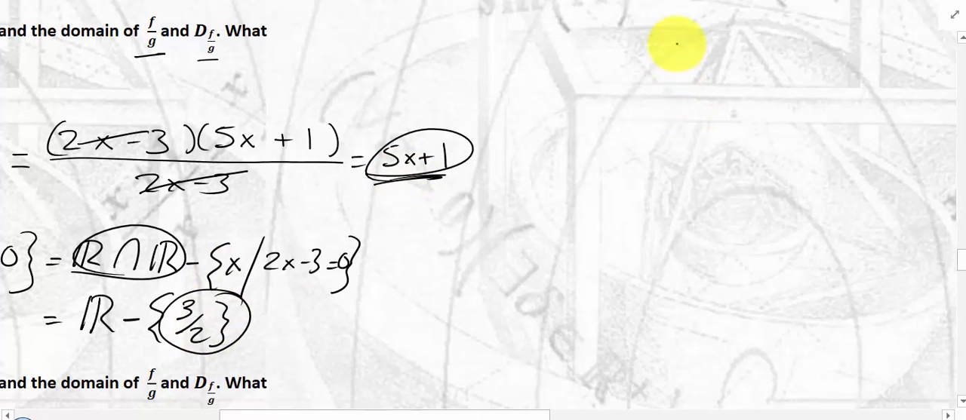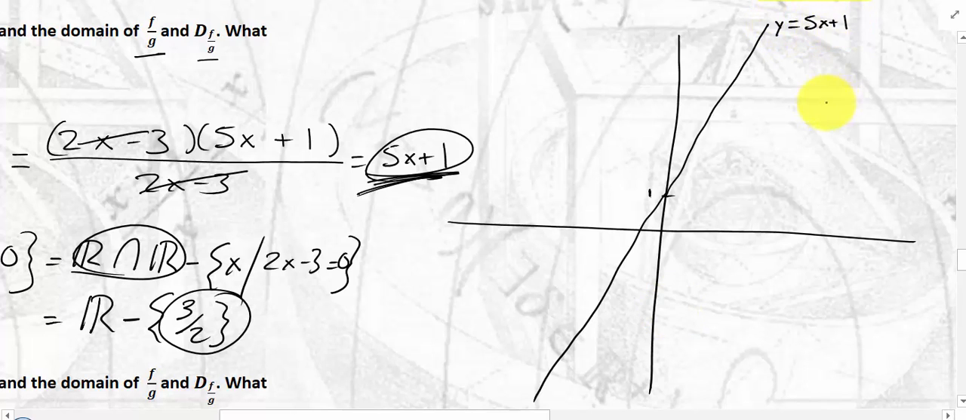What does the graph look like? Well, let me first look at 5x plus 1 right here. Okay, so let me suppose this is it. That's going to be a really steep one. Actually, let me not put it, because I don't want to make it too steep. Here we go, 5x plus 1. Let's assume this is 5x plus 1 right here, okay? This is y equals 5x plus 1.